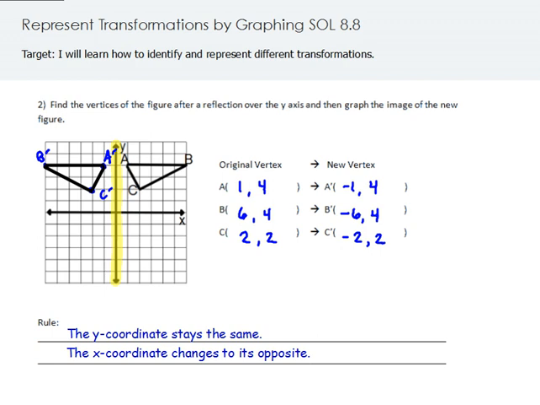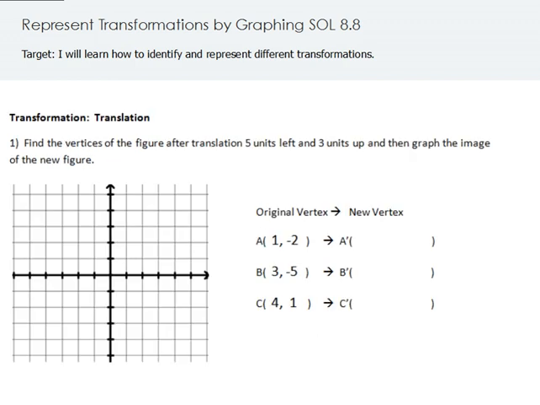Take a look at the second transformation. Flip your page over. And we're going to look at translations. The one word that we should be thinking of when we see the word translation is the word slide. That means you're going to take your original figure, whatever the figure might be, and you're going to move it left to right and up and down. There's no turning, there's no flipping, you're just taking the figure and sliding it.